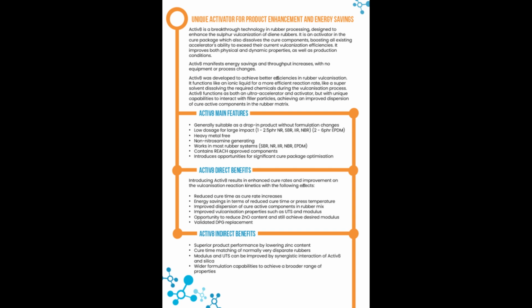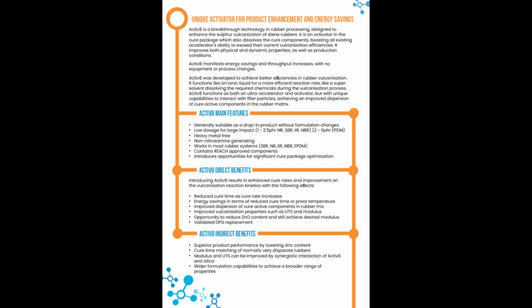Activ8 was developed to achieve better efficiencies in rubber vulcanization. It functions like an ionic liquid for a more efficient reaction rate, like a super solvent, dissolving the required chemicals during the vulcanization process. Activ8 functions as both an ultra accelerator and an activator, but with unique capabilities to interact with filler particles, achieving an improved dispersion of cure active components in the rubber matrix.